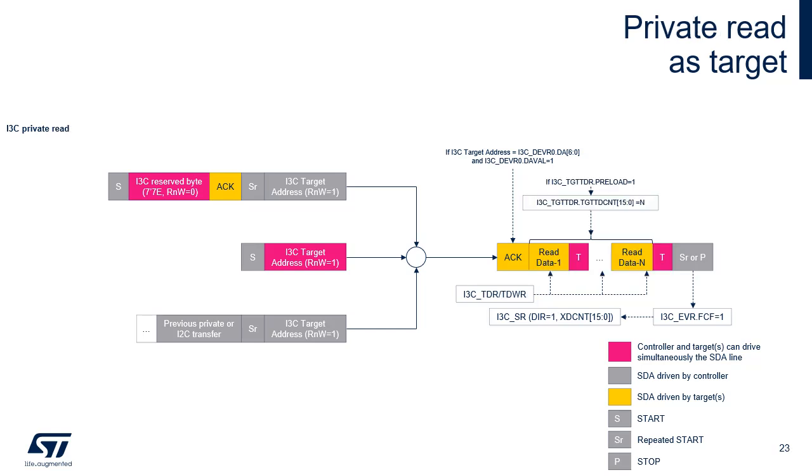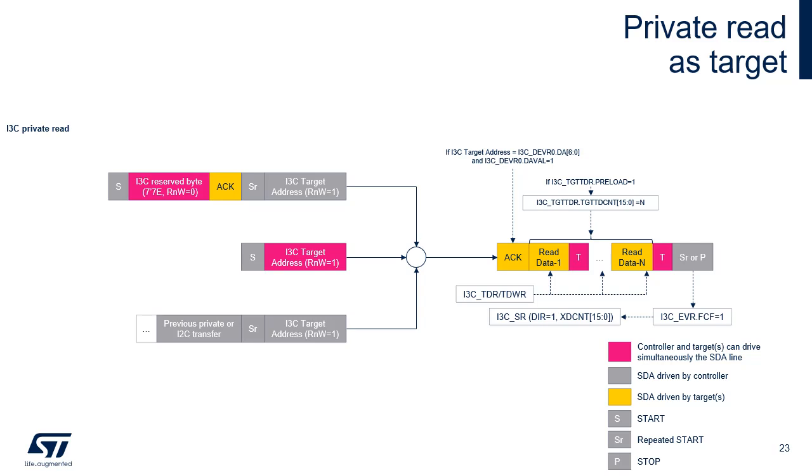This figure illustrates an I3C private read transfer as it's communicated on the I3C bus and as it's programmed when acting as target. Each target compares the target address with its assigned address. When a match occurs, the target acknowledges the request and prepares to transmit data bytes.